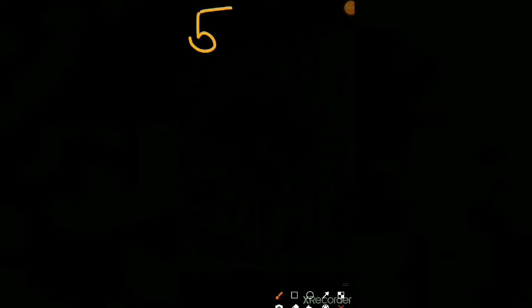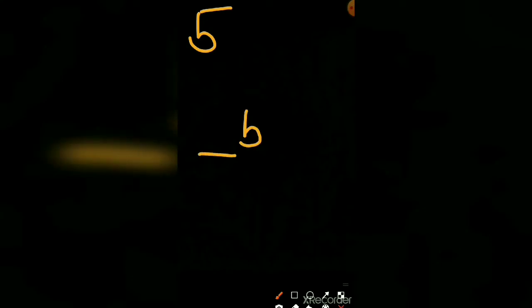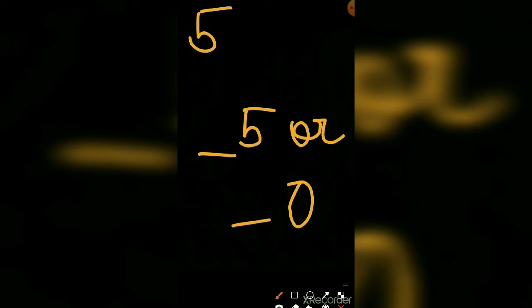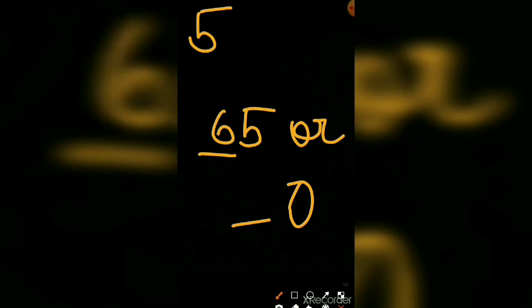The next criteria is 5. If a number ends with either 5 or 0, it will be divisible by 5. For example, 65. Okay, so 65 ends with 5, so it will be divisible by 5. Okay, 100 ends with 0, so it will also be divisible by 5. The next number is 6.